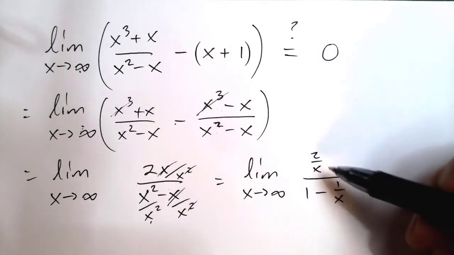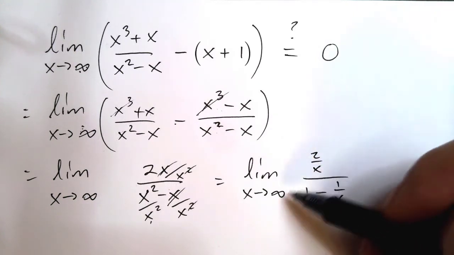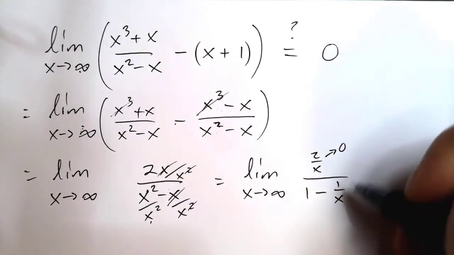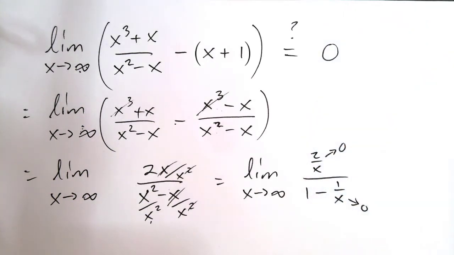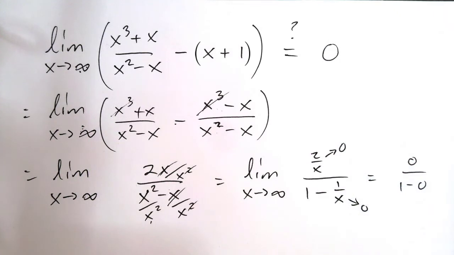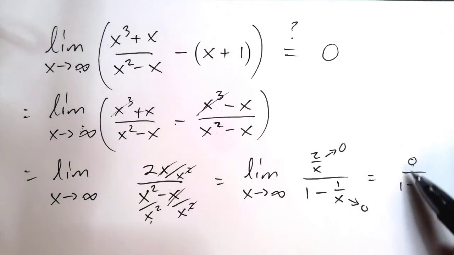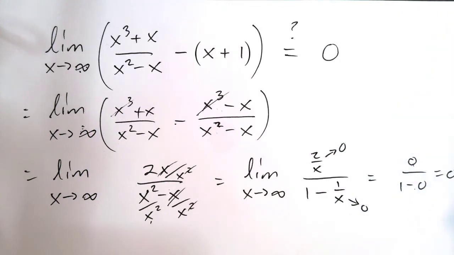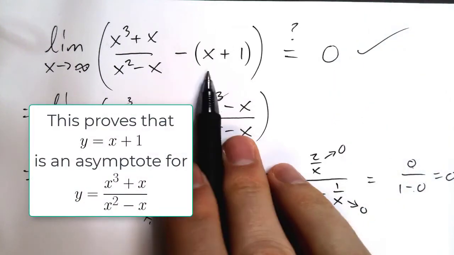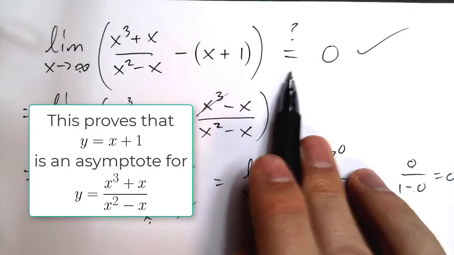Now, what are these going to? Well, I'm dividing by x, and x is going to infinity, so this is going to 0. Dividing by x, x is going to infinity, so this is going to 0. This is just staying 1. So this whole quantity is going to 0 over 1 minus 0. Well, 0 divided by 1 is 0. So we have verified this fact, right? That the difference between these two functions is approaching 0.